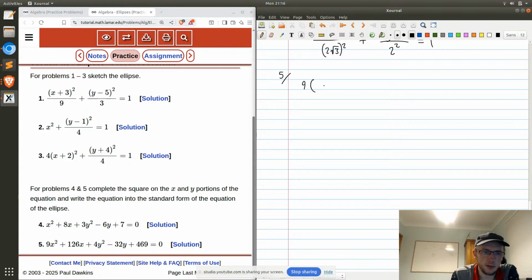Okay, first bring out the 9. So we had x squared plus 14x plus 4y squared minus 8y equals minus 469.